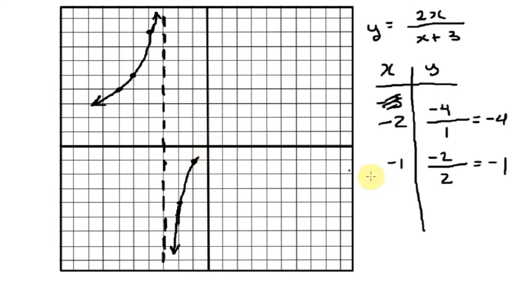Well, let's try another easy point. What if we plug in 0? We would get 0 on the top divided by 3, which is 0. So we have the point 0, 0. Okay, so it looks like our graph is going through the origin and probably curving up like this.